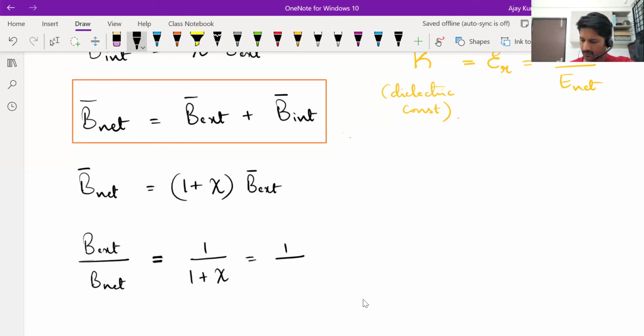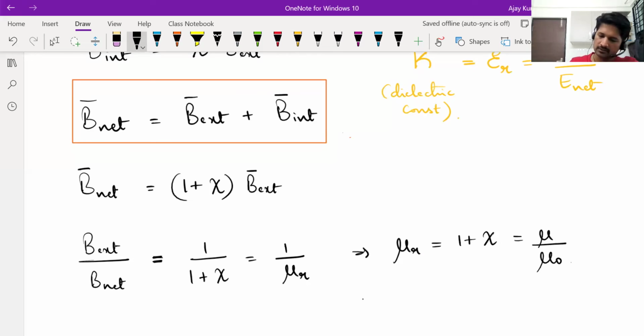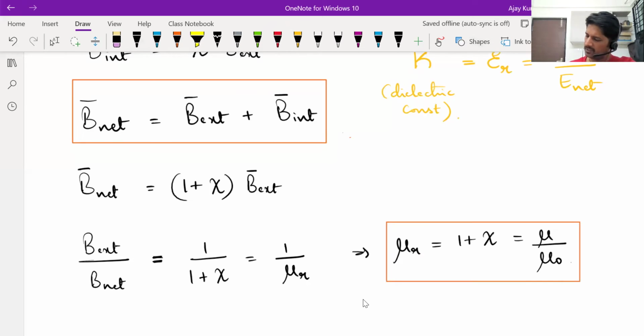We define it as 1 by mu r, inverse of relative permeability. So basically, relative permeability of a medium is 1 plus x. And that you can write as permeability divided by that of vacuum. So this is how susceptibility is related to permeability of the medium.